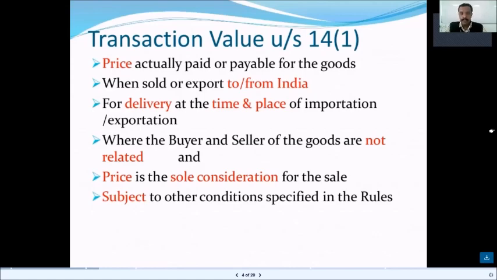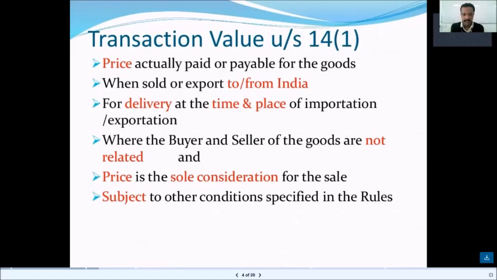And for delivery at the time and place of importation or exportation, where the buyer and seller of the goods are not related, there are certain conditions to do the valuation based on transaction value. There is a normal sale, a normal import or a normal export, or there is an export or import done with a related buyer or a related seller. So for that, the valuation is a little different because it is subject to certain conditions.